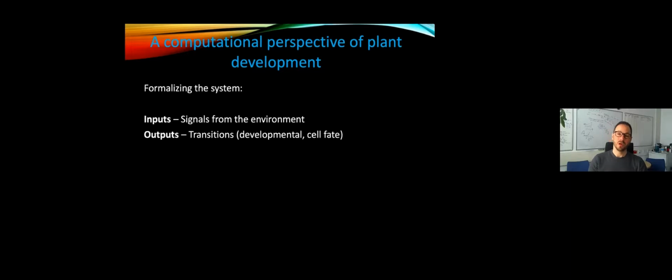Towards this, we're taking a computational perspective of plant development. So we're formalizing the system. The way we're doing this is to use the language of computers and explaining that in the context of plant development. So we have inputs and we have outputs. The inputs are the different signals from the environment. And then the outputs are the transitions, like developmental phase transitions such as seed germination or flowering, but also cell fate.